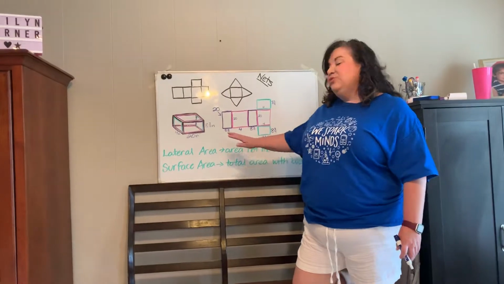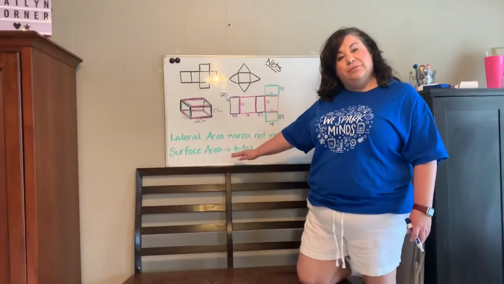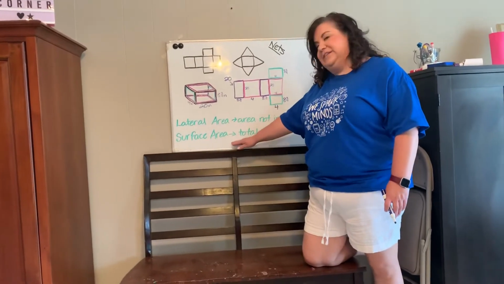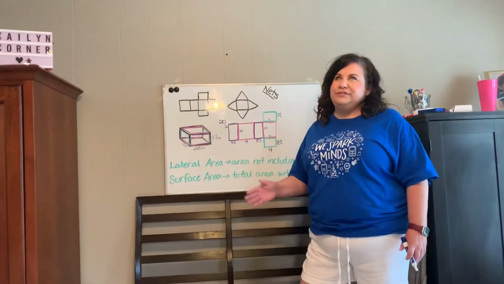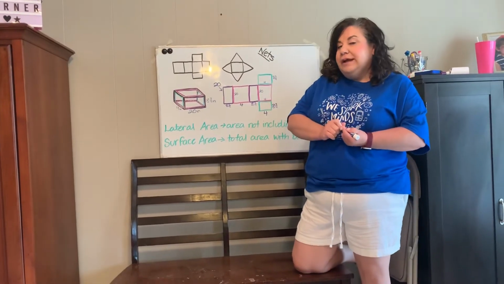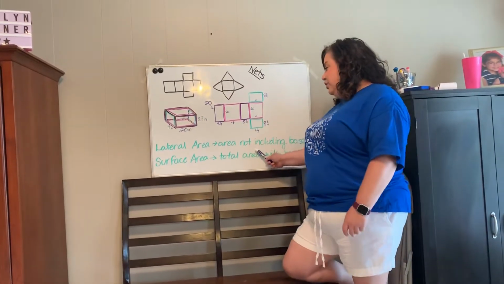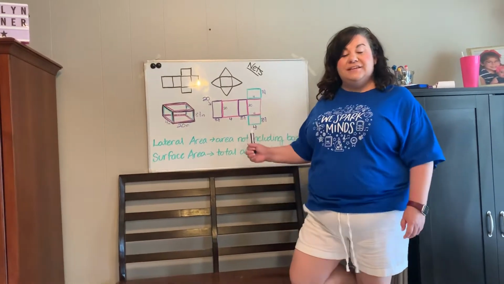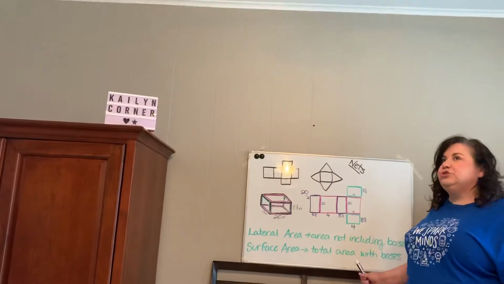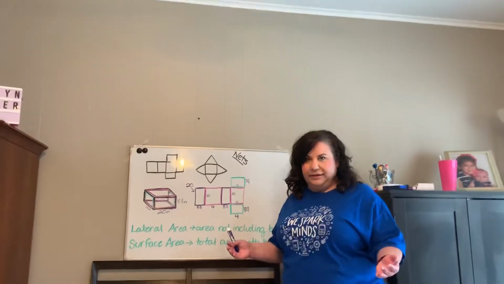Now, there's two different vocabulary words that you're gonna learn today: lateral area and surface area. Now, the good news is it's really not hard to know the difference between them. A lateral area is simply the area when you don't include the bases of the solid. The surface area is the total area including the bases.